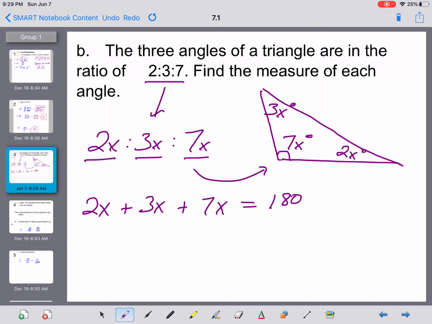And from here, it's not too bad of an equation to solve. If we add up our like terms, the 2x and 3x makes a 5x, plus 7x is going to give us a total of 12x, which equals 180. We're going to divide both sides of this equation by 12, and that's going to tell us now that x is equal to 15.